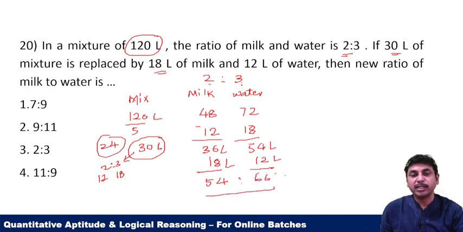Now you are supposed to find the ratio of this. 54 as to 66. So if you divide both by 6, you will get 9 as to 11, which is your answer. The proper order is 9 as to 11.